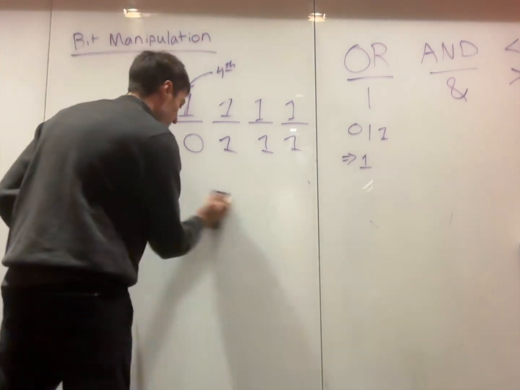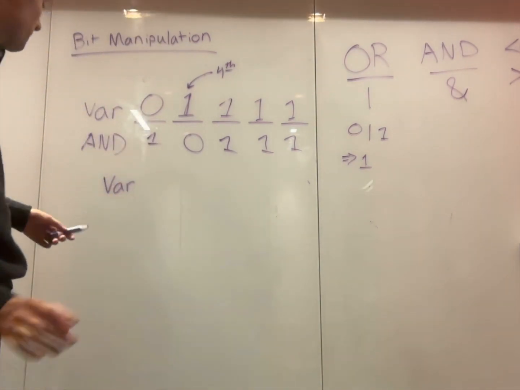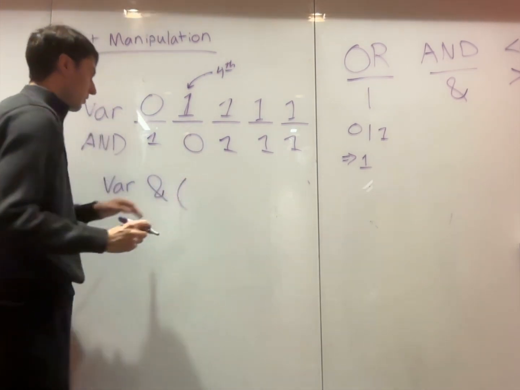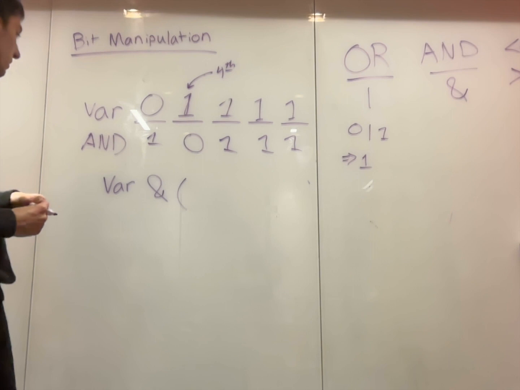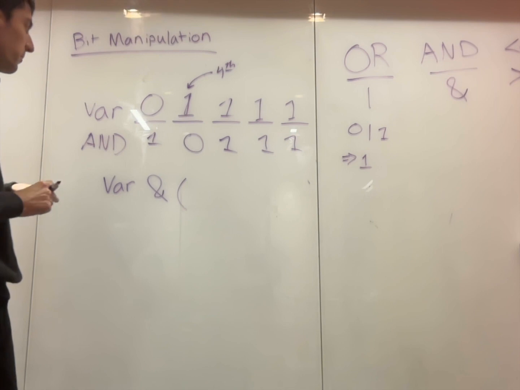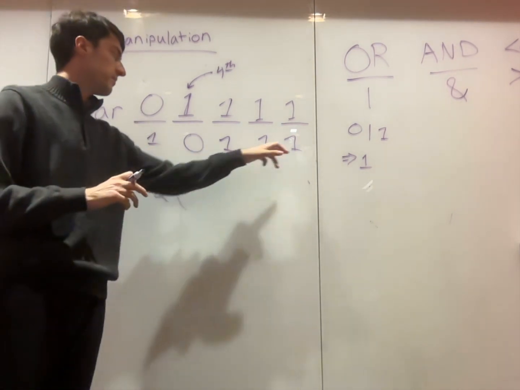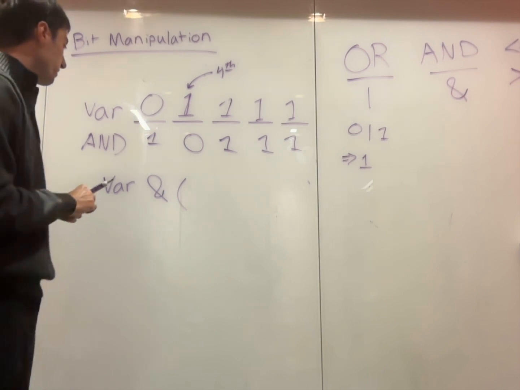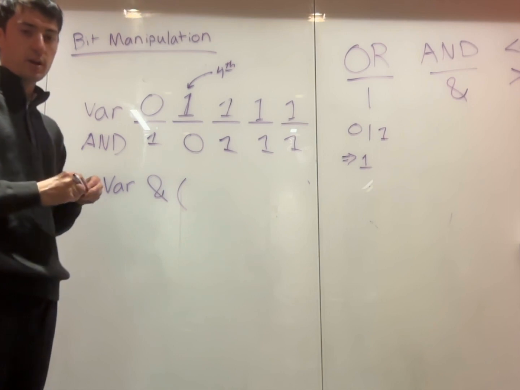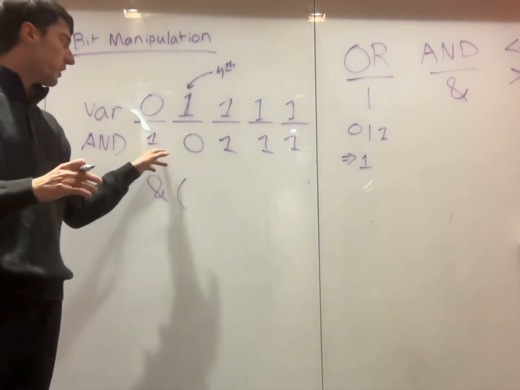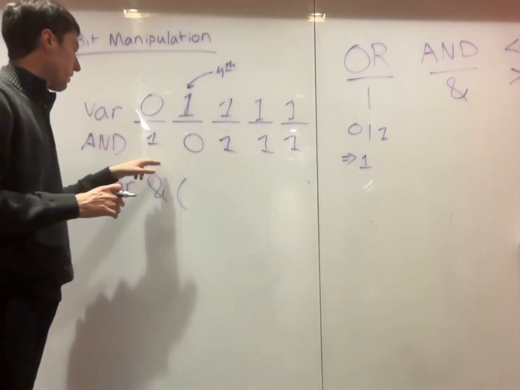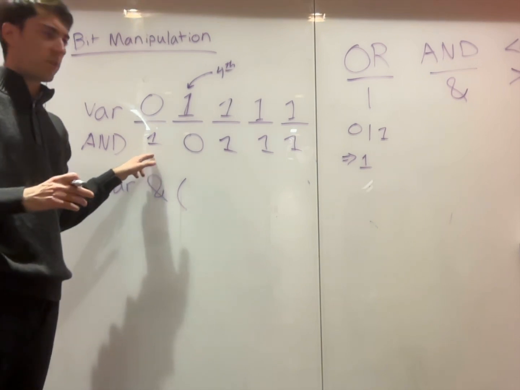So how do we get this? We do var. Here's our var, okay? And then I said we're gonna do an AND, so AND. Now, how do we get this? All right, well, what we have to do is we have to set the bits. So what we can do is, if we know the actual amount of how large the variable is.